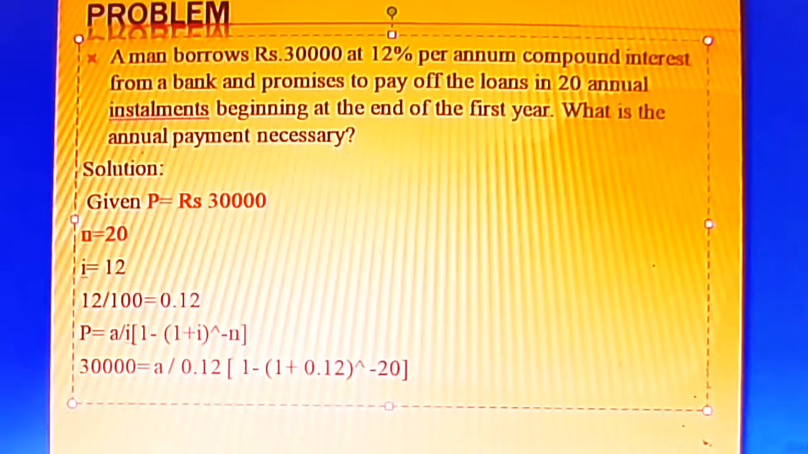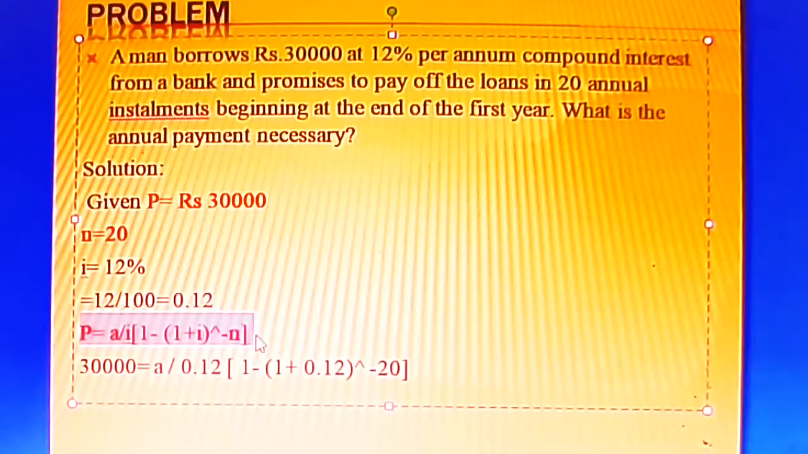I, the rate of interest, is 12%, which you have to convert into decimal value. So 12 by 100, which is 0.12. Now what we have to do is substitute in the formula for present value.